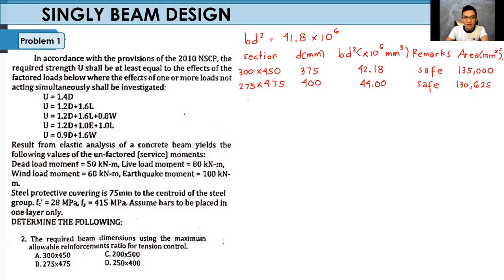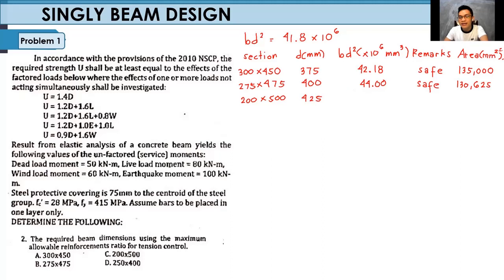Ayan. So how about this one? 200, no? Palitan pa natin. Then, palakihan natin yung kanyang depth, 500. So therefore, yung depth natin, 500, effective depth natin is 425.